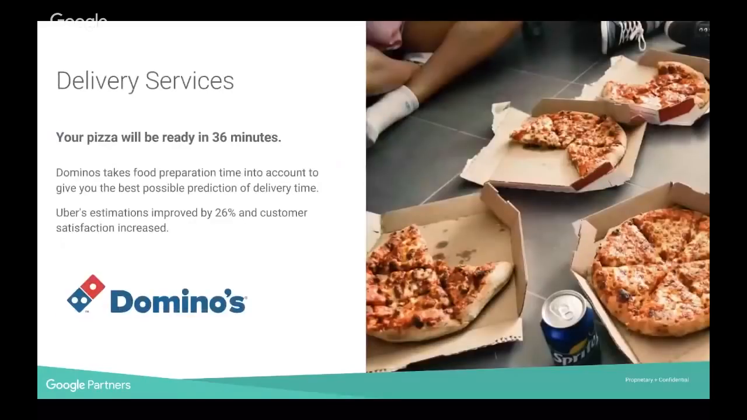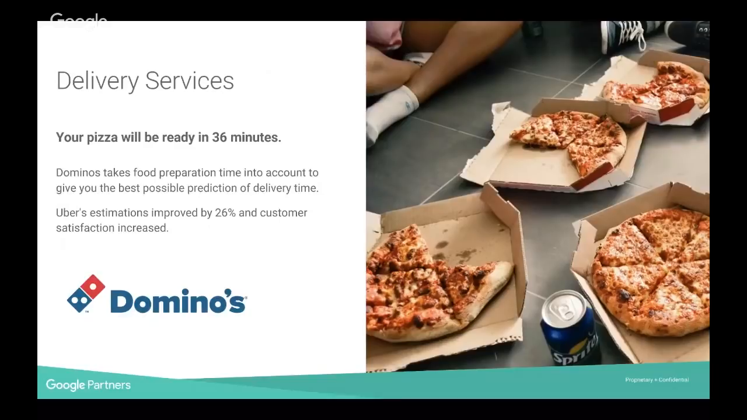Another really nice, very relatable example, for me at least, is delivery services. For example, how Domino's is using machine learning. The way they do it is by predicting, based on past experiences, how long it usually takes for the pizza to arrive at your doorstep. And I have at least found that they are super accurate with that.